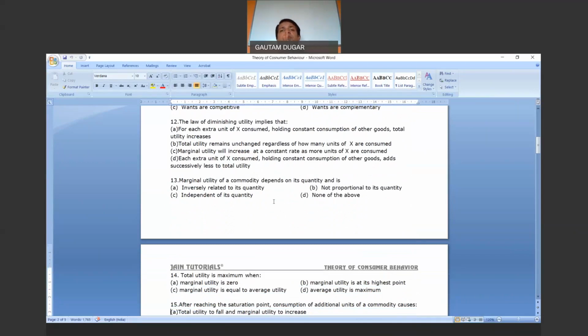In this cardinal approach, first of all, we have the law of diminishing marginal utility. The law of diminishing marginal utility states that as a consumer goes on increasing the consumption of a commodity, the utility derived from each successive unit goes on falling. The additional utility derived from each successive unit goes on falling. What is marginal utility? The additional satisfaction which you derive by consuming one additional unit of the commodity.